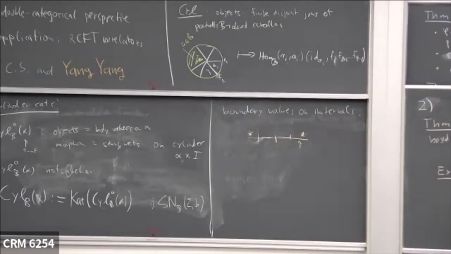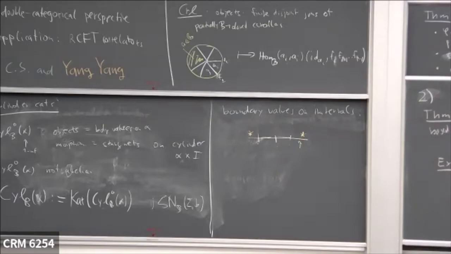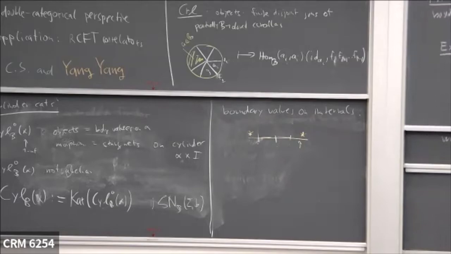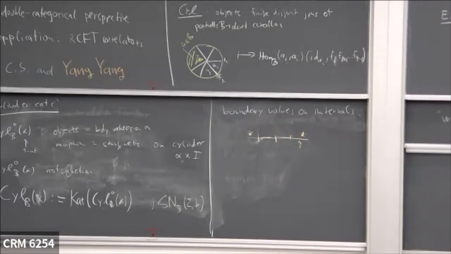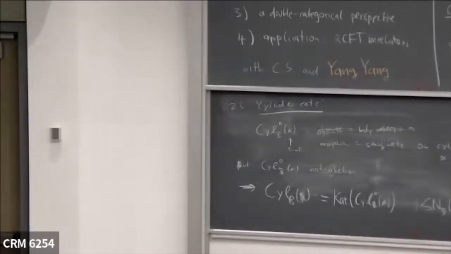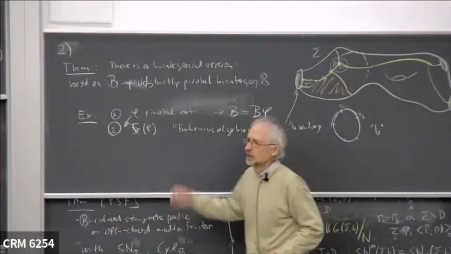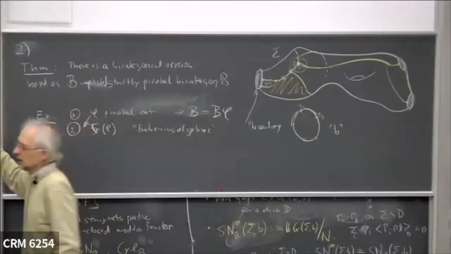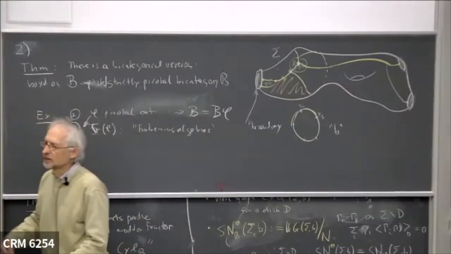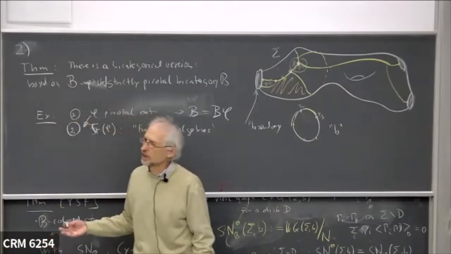Let me call this a pointed strictly pivotal bicategory, so a strictly pivotal bicategory with some distinguished object. In the case of the delooping of a fusion category, you have only one object, so that will be the distinguished one. In the case of this bicategory of Frobenius algebras, the natural distinguished object is the tensor unit.